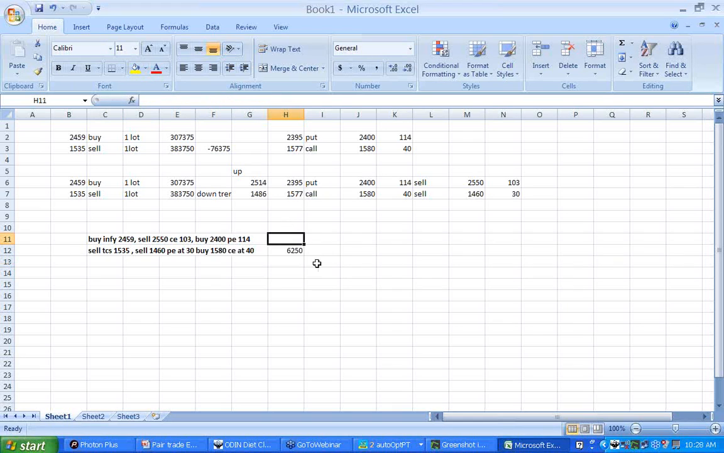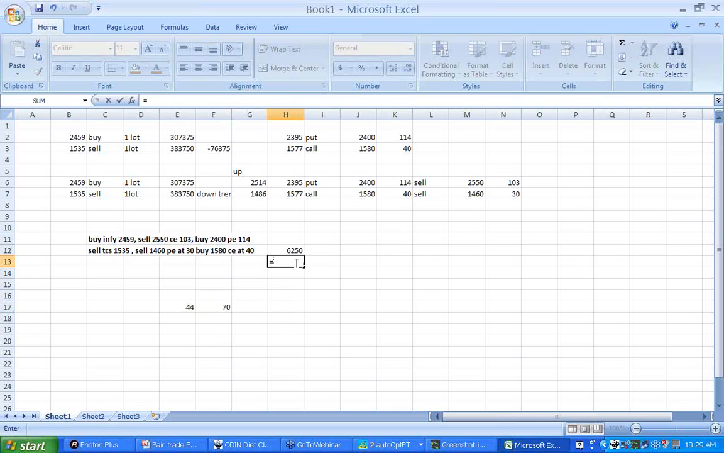In the same way, for Infosys I sold 1550 at 103. So this is reducing my 359, 356 to 2400 minus 2356. So this is 44 rupees premium. Then 114 minus 44. I am not going to hold it till expiry.